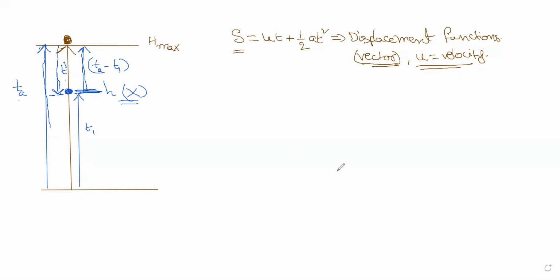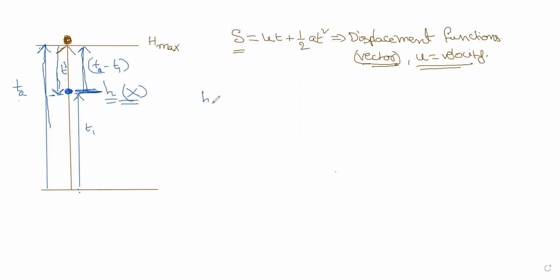Yes, sir. Okay. Now, what we have to do? We will use the displacement mode, that is vector mode, to solve the problem. Now, first, h, the height from the ground, is the displacement. Displacement is from here to here.